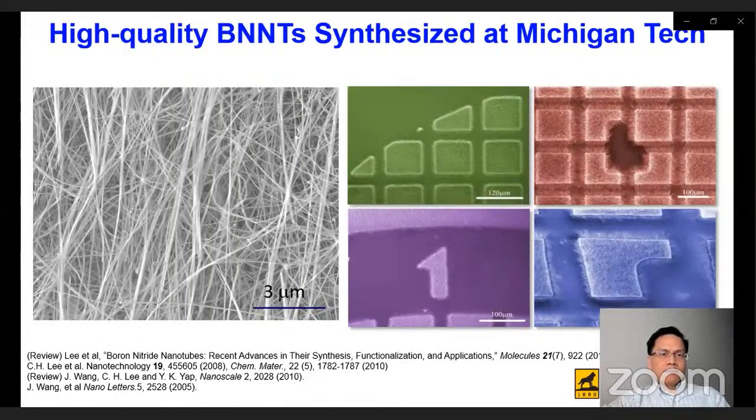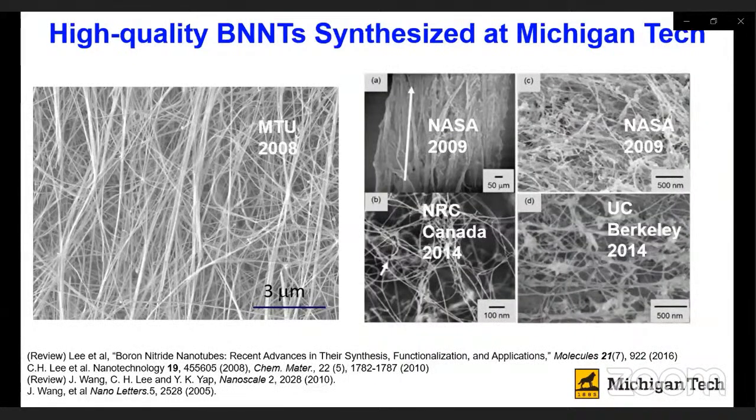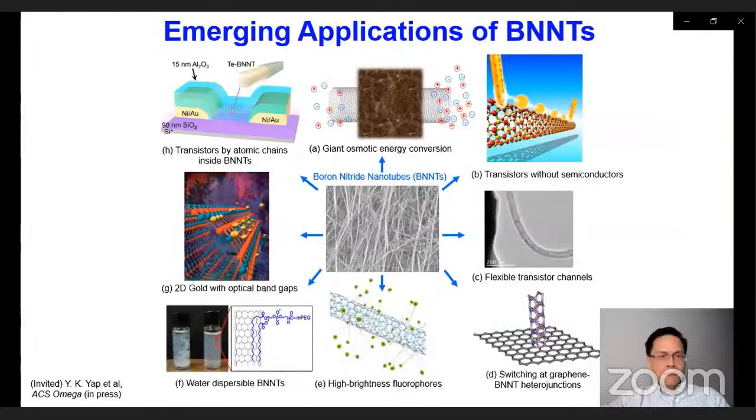In my lab, boron nitride nanotubes can be synthesized by chemical vapor deposition. There are other approaches for the synthesis of boron nitride nanotubes as reported by other groups. From now on, let me give you a few examples of emerging applications of boron nitride nanotubes. Let us get started with transistor without semiconductor.